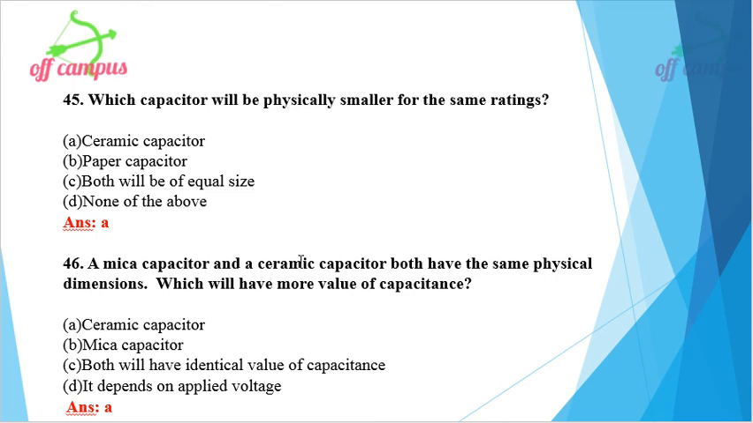A mica capacitor and a ceramic capacitor both have the same physical dimensions. Which has the higher capacitance value? The ceramic capacitor. From these two questions we can understand the property of the ceramic capacitor: it is smaller in size and has a higher value of capacitance, physically smaller but more capacitance. Then move on to the next one.